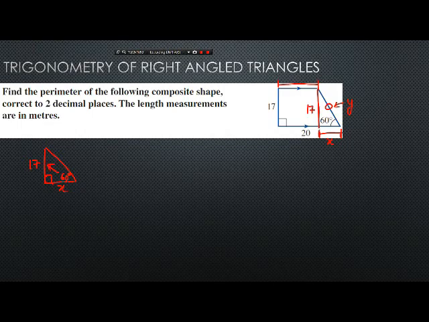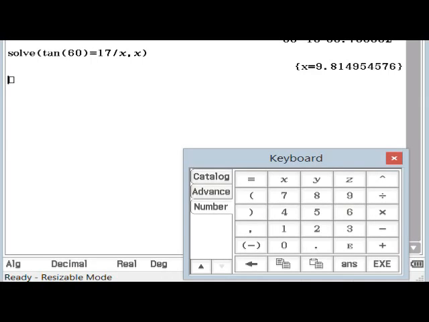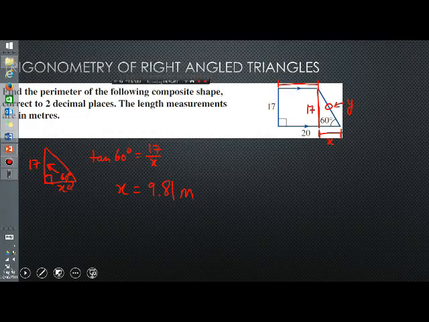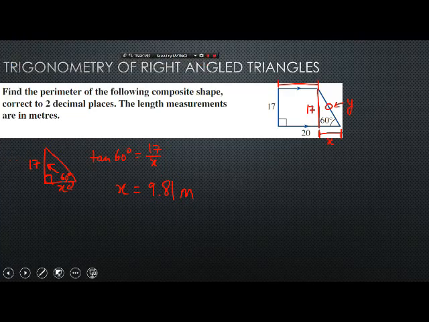This is on the opposite side. This is adjacent to it. So then we have tan of 60 degrees, giving us opposite over adjacent. Using similar methods to what we used before, we should see that x is equal to 9.81. So I'm just going to write this in onto the PowerPoint. x is 9.81, now we need to look for y.